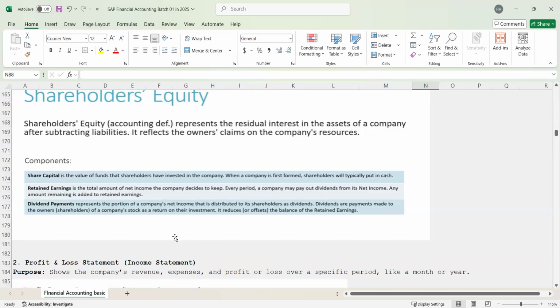Now, dividend payments. These represent the portion of the company's net income that is distributed to shareholders as dividends. Dividends are payments made to the owners. Do you understand? I said something about dividend before, that dividend is the money that is paid to the shareholders. For example, PLC companies, public limited liability companies, like Zenith. Zenith is a public limited company. First Bank is a public limited company.